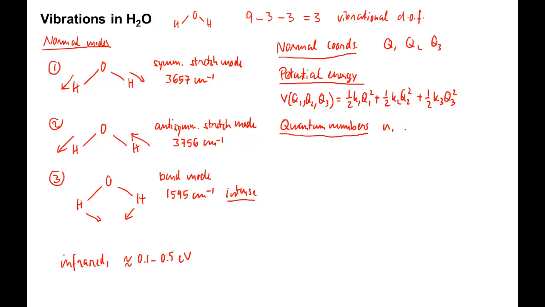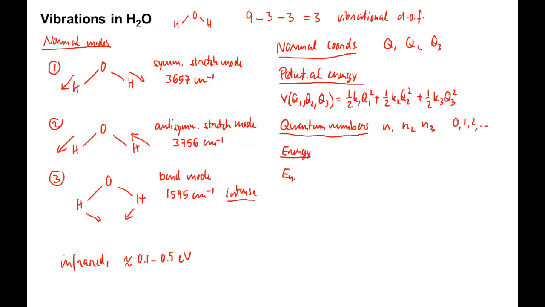Now, to describe a particular vibrational state, we need 3 quantum numbers, 1 for each harmonic oscillator. And they're called n1, n2, and n3, where each of those can assume values of 0, 1, 2, and so on. The total energy of a vibrational state is the sum of the energies from the 3 one-dimensional oscillators.